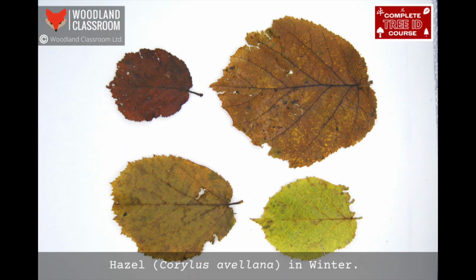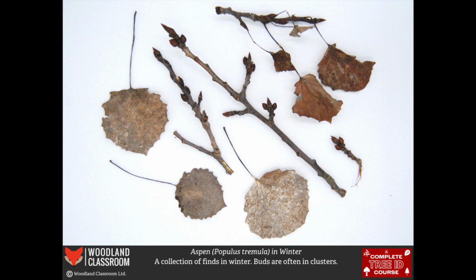Which trees have round leaves? Somebody has asked. Okay, so if we're talking about winter tree ID, we're looking for leaves fallen on the floor. Round leaves, I would say, first of all, the hazel has roundish leaves, and you might still find some of the dead leaves on the floor. The aspen, which is one of the poplars, has very round leaves as well.